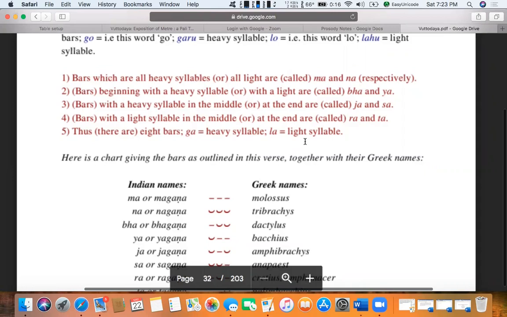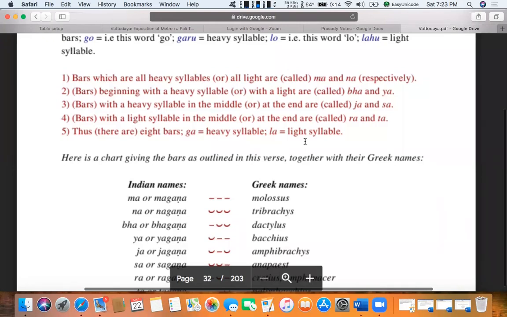For example, we know A, I, U. Those three vowels in Pali are short vowels, and those are light syllables. And the letters like ka, ki, ku, those are also light syllables. The consonants joined with short vowels are also called light syllables. So those are the types of light syllables in Pali. Okay, so light syllables, we can call them short syllables also. Short syllables, so light syllables.